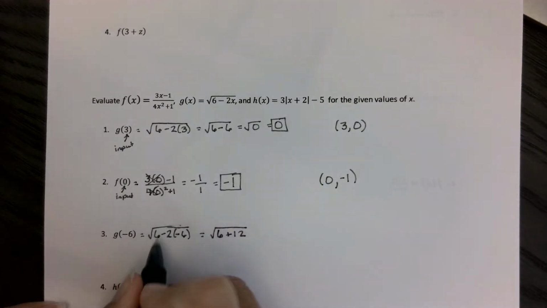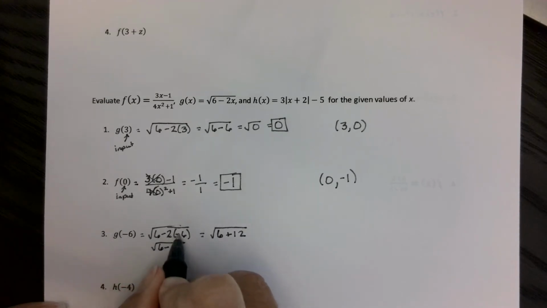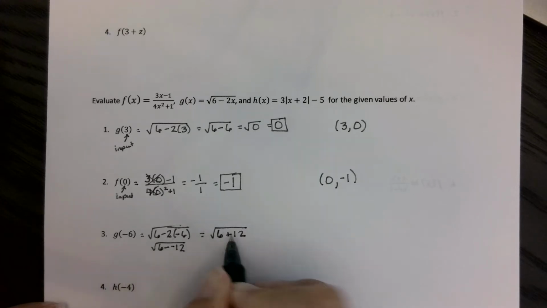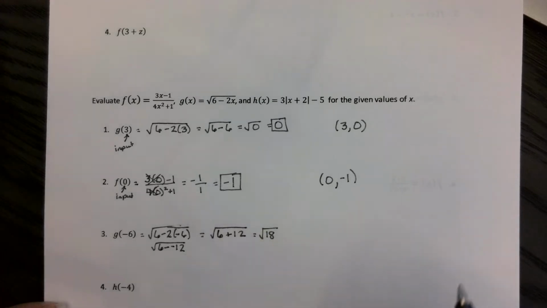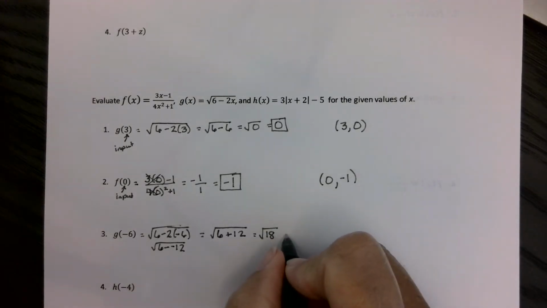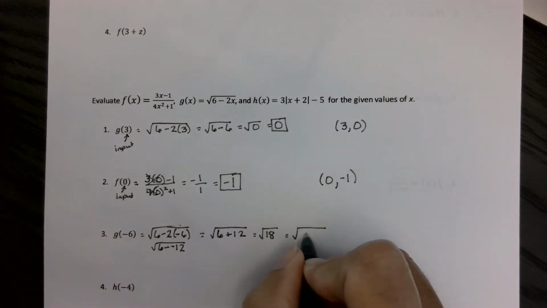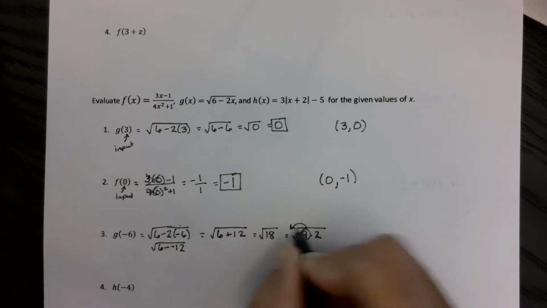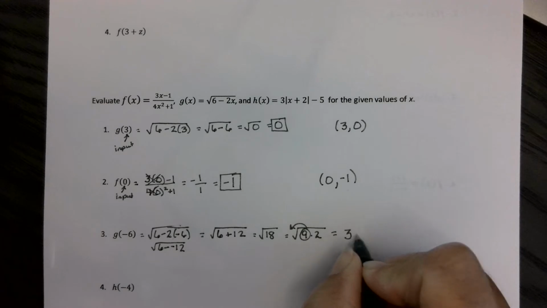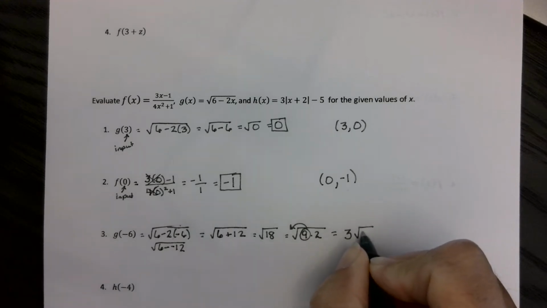If you didn't think of it that way, you could think of it this way. 6 minus, and 2 times a negative 6 is negative 12. Double negative becomes positive. So you get the square root of 18. But you can simplify that. You can write that as 9 times 2. Square root of 9 is 3 times the square root of 2.